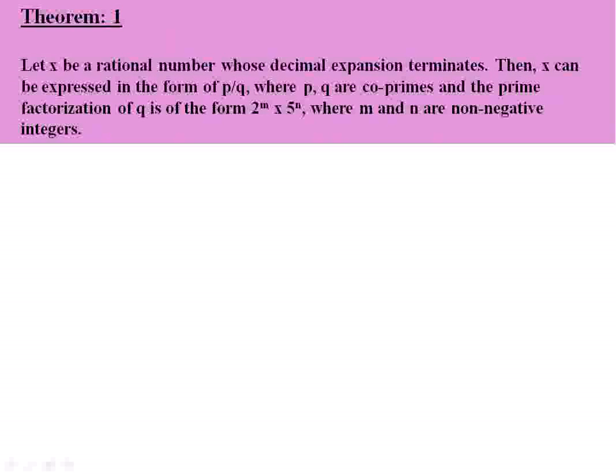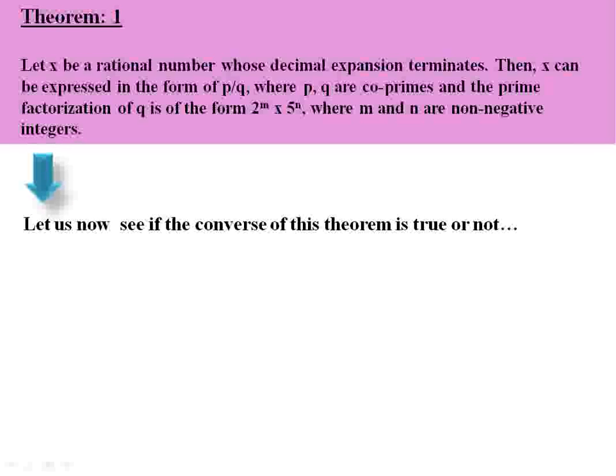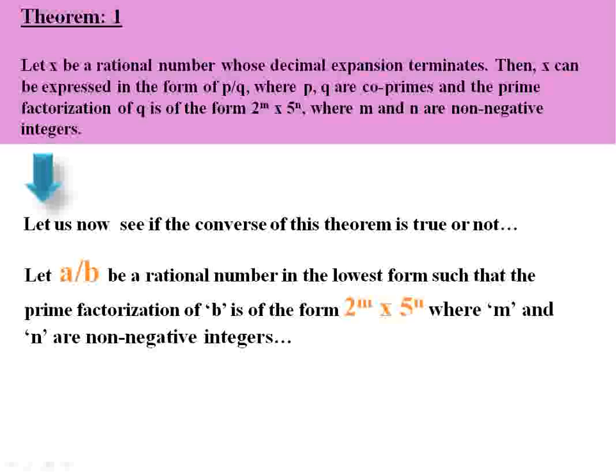Theorem 1. Let x be a rational number whose decimal expansion terminates. Then x can be expressed in the form of p by q, where p and q are co-primes, and the prime factorization of q is of the form 2 to the power of m into 5 to the power of n, where m and n are non-negative integers. Let us now see if the converse of this theorem is true or not. Let a by b be a rational number in the lowest form such that the prime factorization of b is of the form 2 to the power of m into 5 to the power of n, where m and n are non-negative integers.